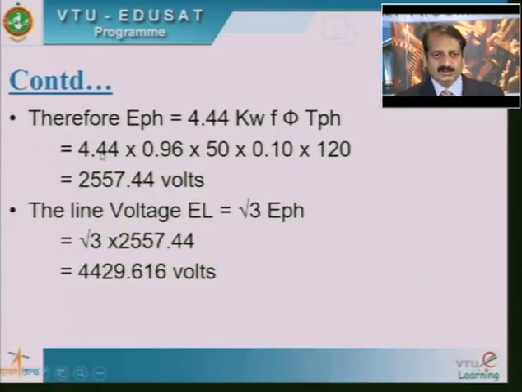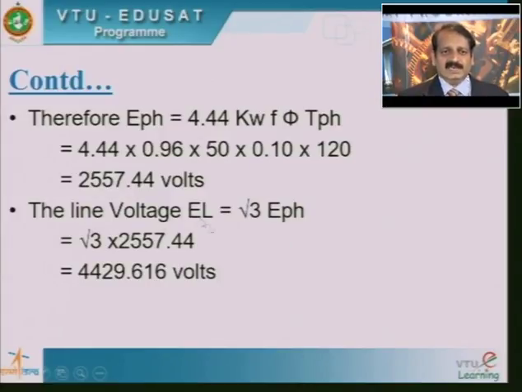So, if we substitute 4.44 into Kw, which is already given as 0.96, into 50, that is the frequency, into phi, that is flux 0.10, into turns per phase as we calculated in the last step, that is 120, altogether if you multiply, we will get 2557.44 volts. Now, this is the RMS value of the phase voltage. We need to calculate the line voltage EL.